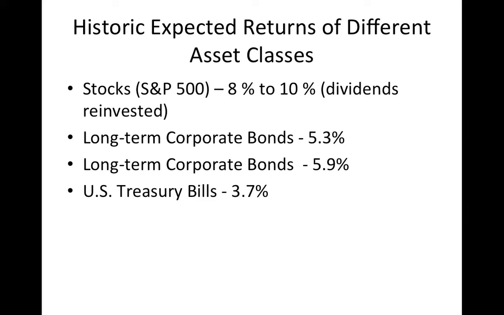So now, historic expected returns of different asset classes. Stocks usually 8 to 10%, with dividends reinvested assumed. Long-term corporate bonds are more like 5.3%. Don't take these numbers as hard and fast, but basically it's saying around 5%, with long-term corporate bonds reaching more like 6%. Now, these are all historical, remember. U.S. Treasury bills are around 3 to 3.7% or something like that.